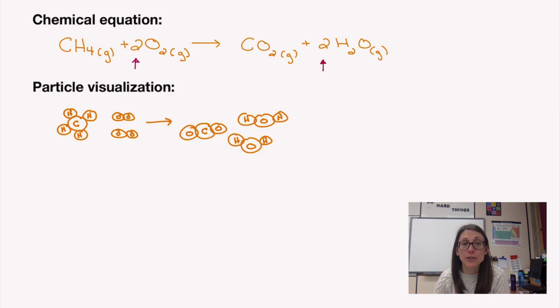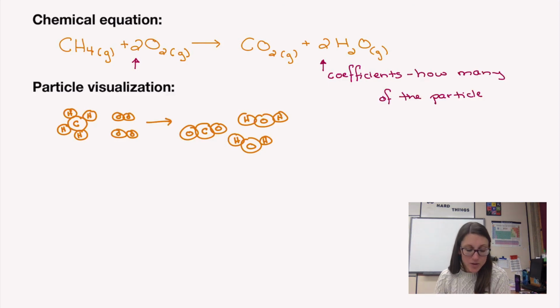Those are called coefficients. And these are going to tell us how many of that particular type of particle we have. And so as you notice in the equation, I have two O2s and two H2Os. So as I look down below at this particle visualization, I see that I have two O2 molecules. So O2, the subscripts tell me how many oxygens, and then the coefficient tells me how many of them. And I've got two H2Os right there.